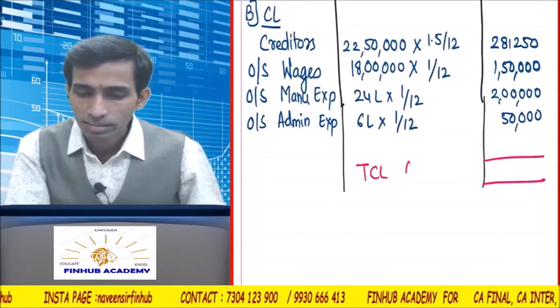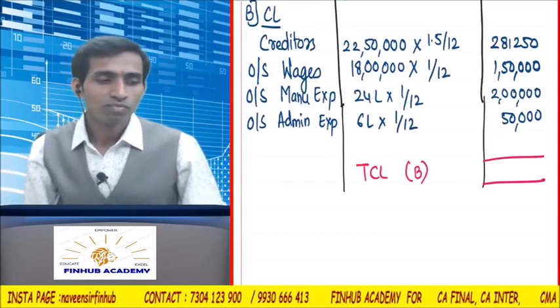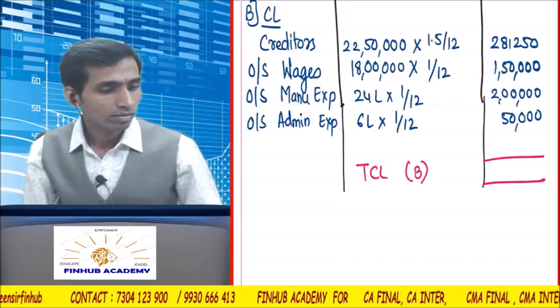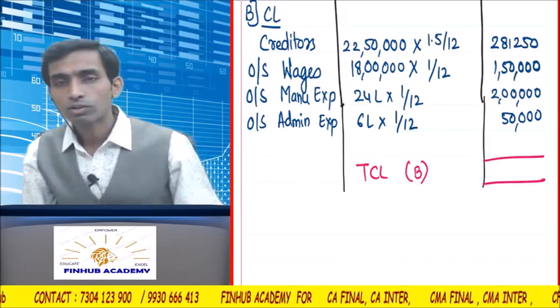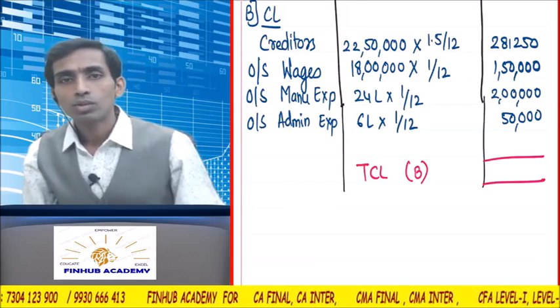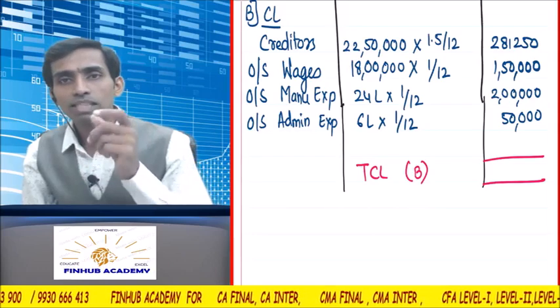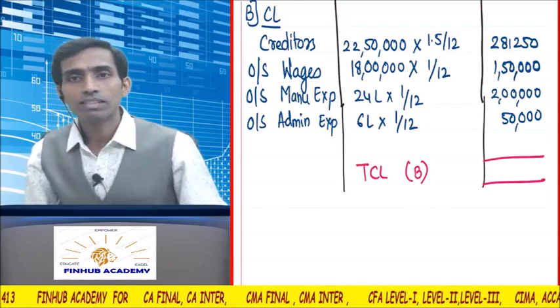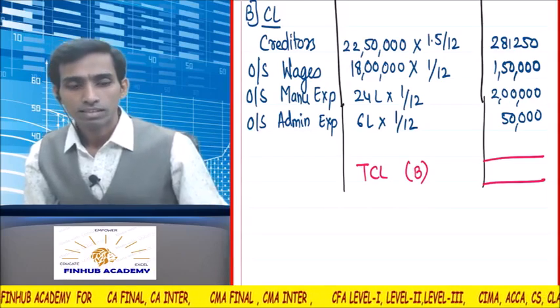Total current liability B. Yes, very good question. How 24 lakhs? Outstanding manufacturing expense, 2 lakhs was given. 2 lakhs outstanding is for 1 month. Correct? Yes.